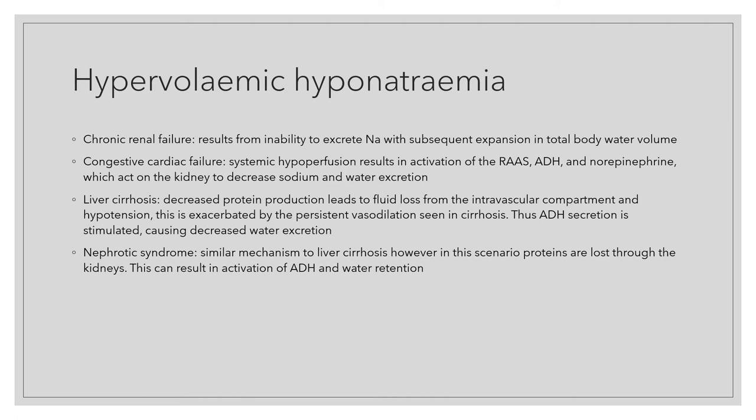In liver cirrhosis, we have decreased protein production, which leads to fluid loss from the intravascular compartment as per Starling's laws and subsequently hypotension, which is also exacerbated by persistent vasodilation, which is seen in cirrhosis. This then stimulates ADH secretion, which works on the renal system to decrease water excretion, further leading to the hypervolemic status and hyponatremia. Finally, in nephrotic syndrome, it's somewhat similar to liver cirrhosis in that the main contributor is the loss of proteins. However, in this scenario, proteins are lost through an ineffective renal system, and it's lost in the urine, which results in activation of ADH and water retention, and hence hypervolemic hyponatremia, similar to liver cirrhosis.